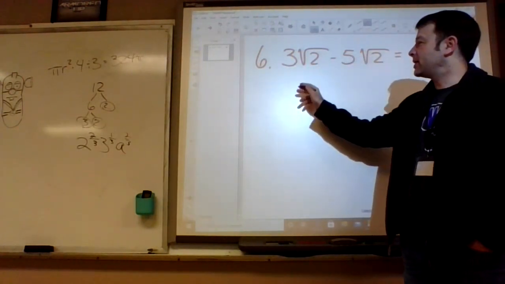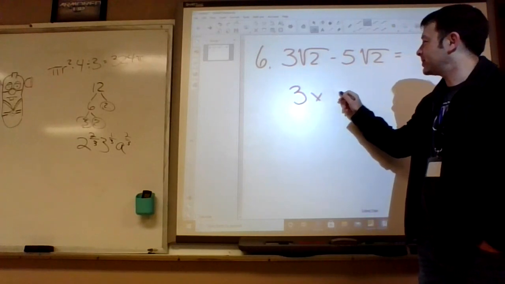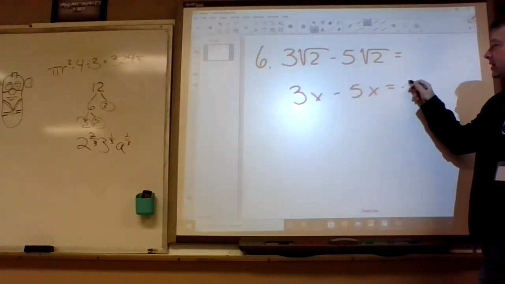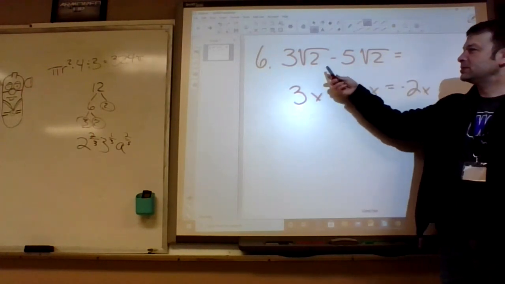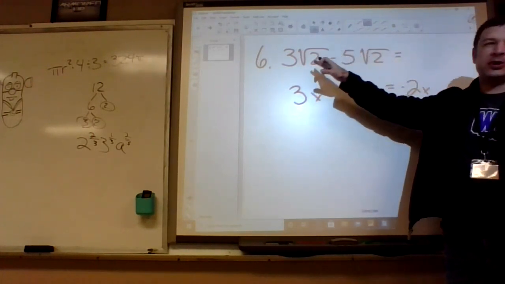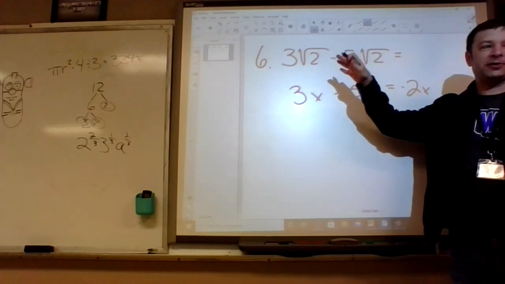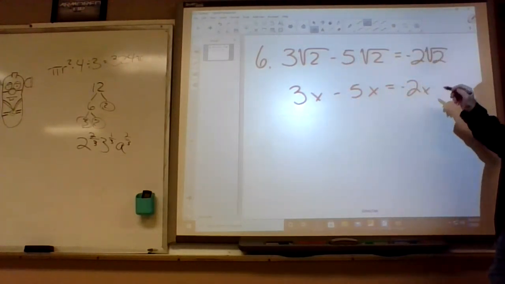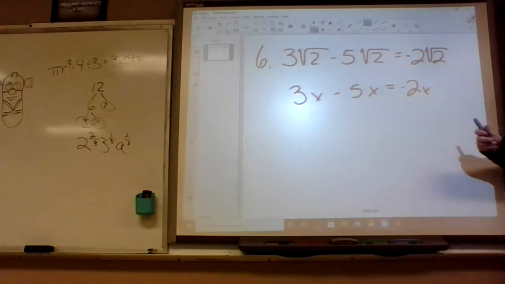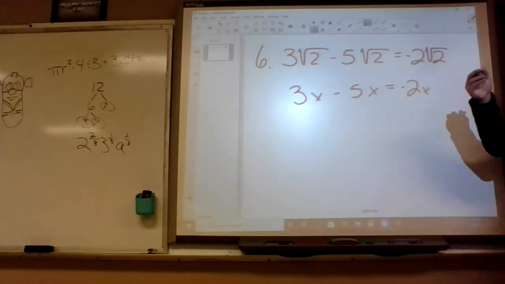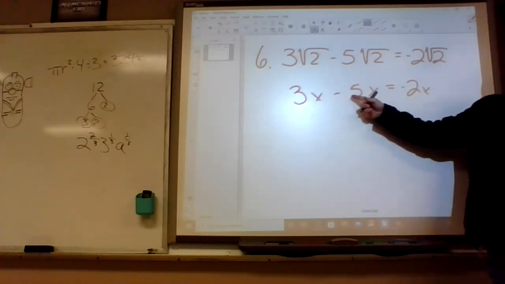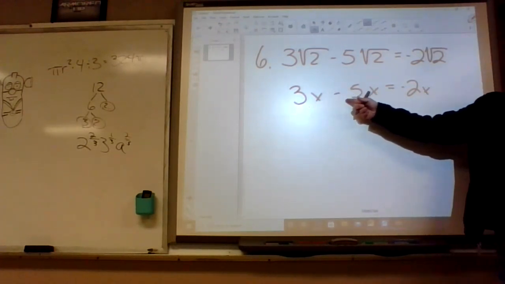Okay, it's kind of like this. What's 3x minus 5x? Negative 2x. So it would be negative 2 square root of 2. Right. So it's 3 of those things minus 5 of those things equals negative 2 of those things. So it's just like when you have the same variable. Remember, just like when you're adding and subtracting variables, you can only add and subtract what?